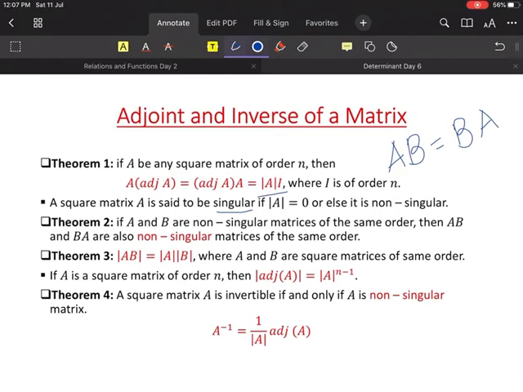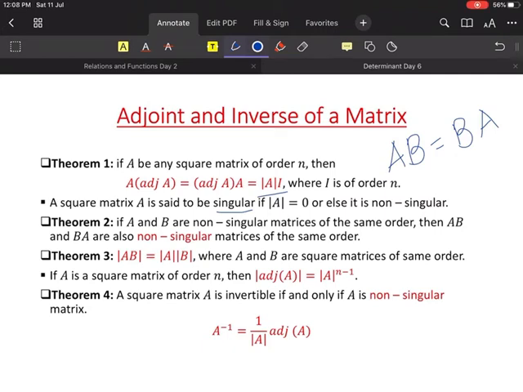Now let's move on to theorem number 2. If A and B are non-singular matrices of the same order. Non-singular matrices mean the determinant of A is not equal to 0 and the determinant of B is not equal to 0. Then AB and BA are also non-singular matrices of the same order. Understood?